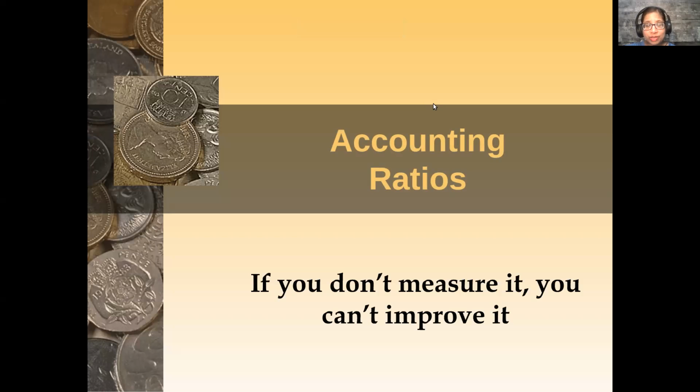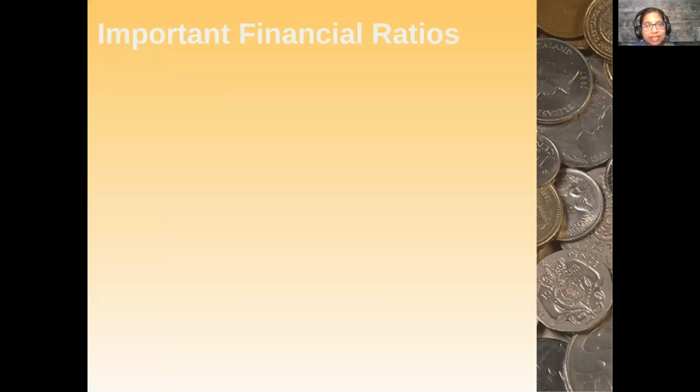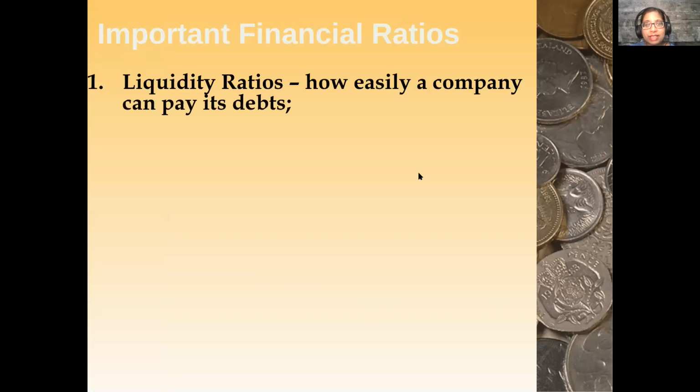So accounting ratios are very important because they help you to measure certain things, and if you can't or don't measure it, then you can't improve your business, right? So it's important to know what these accounting ratios are and how to calculate them so that you can see a trend and you can improve the performance of your business overall. All right, so let's look at the important financial ratios, and these are just some of them. These are the main ones.